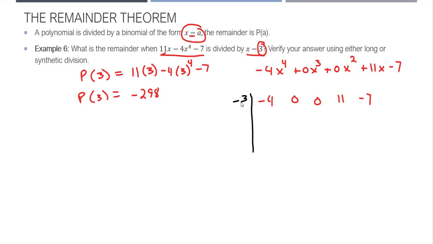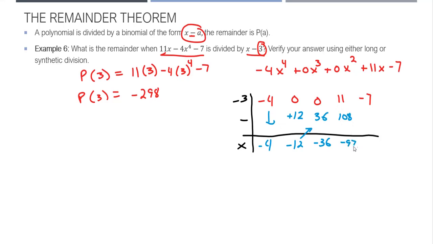So that negative 3, we've got a minus and a times. And now we can actually go and do this. So negative 4 gets brought down. Negative 3 times negative 4 is positive 12. 0 minus positive 12 is negative 12. Negative 3 times negative 12 is 36. 0 minus 36 is negative 36. And then negative 3 times negative 36 is 108. And 11 minus 108 is negative 97.